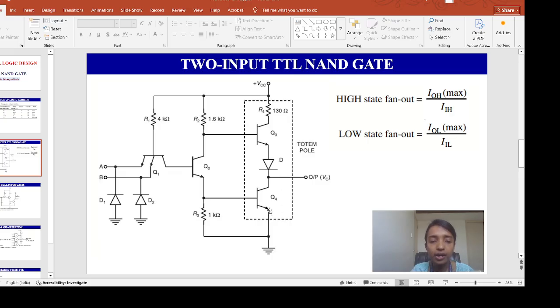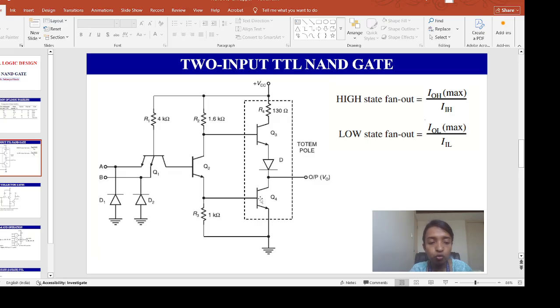So this Q3 and Q4 are arranged in a totem pole fashion. Now what is this totem pole output? Why do we have to arrange Q3 and Q4 in this fashion? We can see that the transistor Q3 sits above Q4, and at any time, only one of these transistors is conducting. Both cannot be on or off simultaneously, and this diode D ensures this.